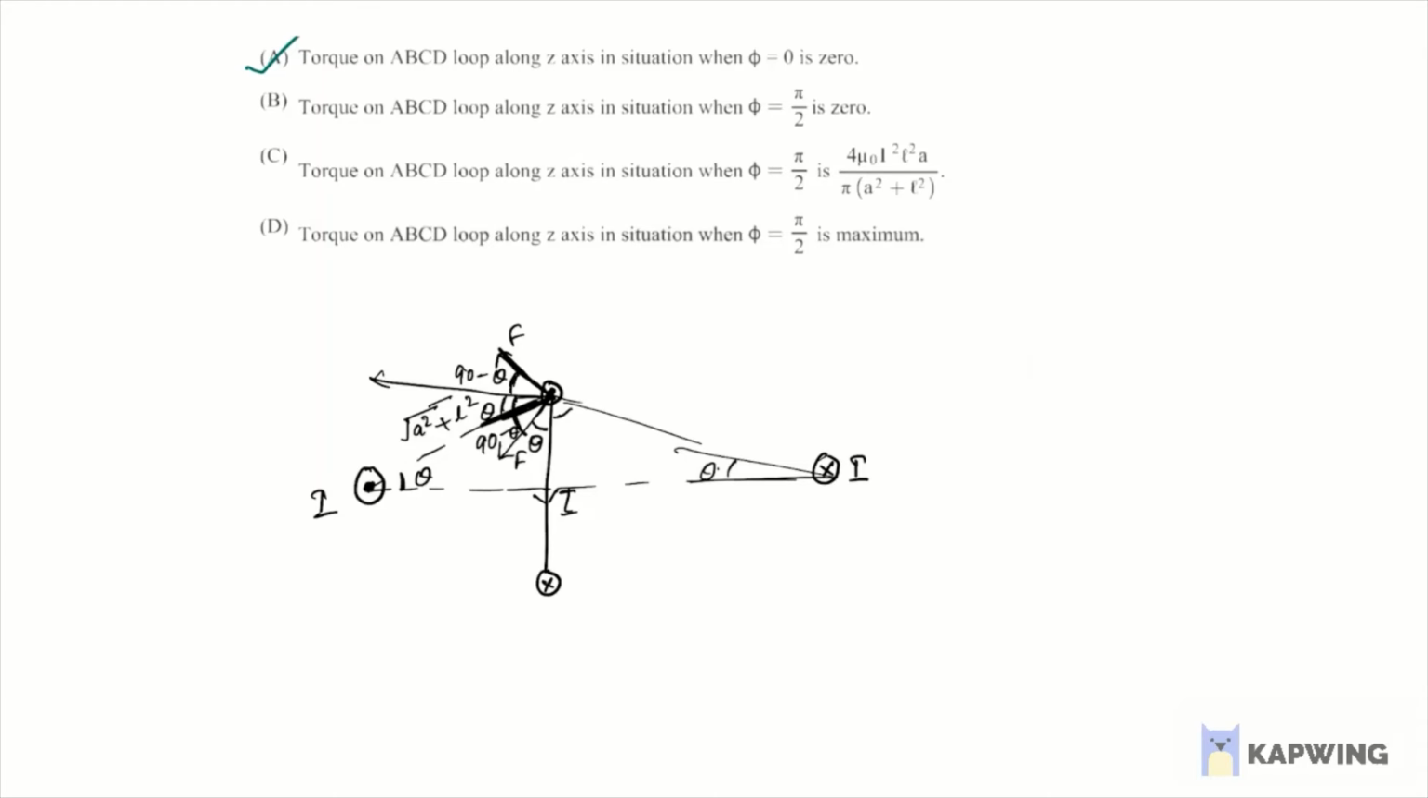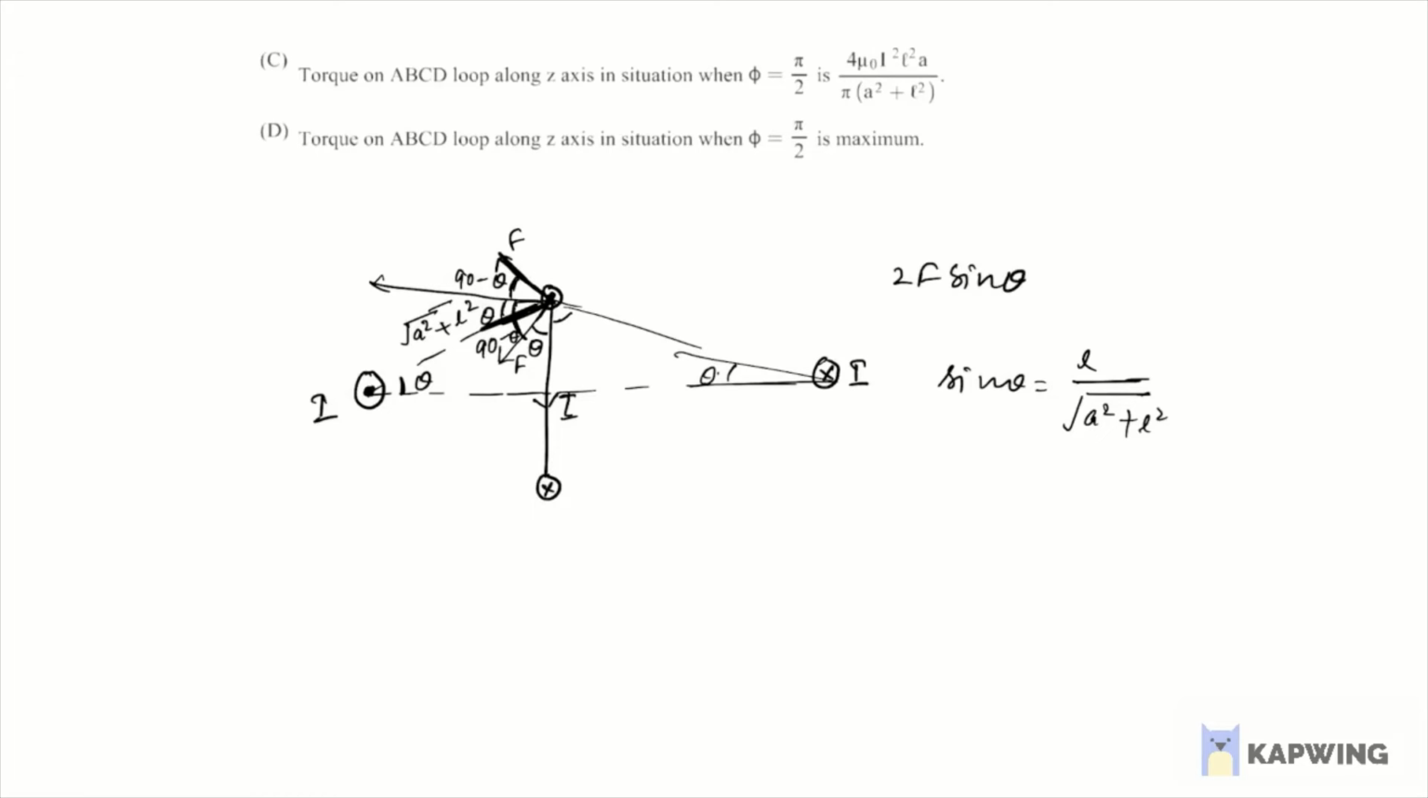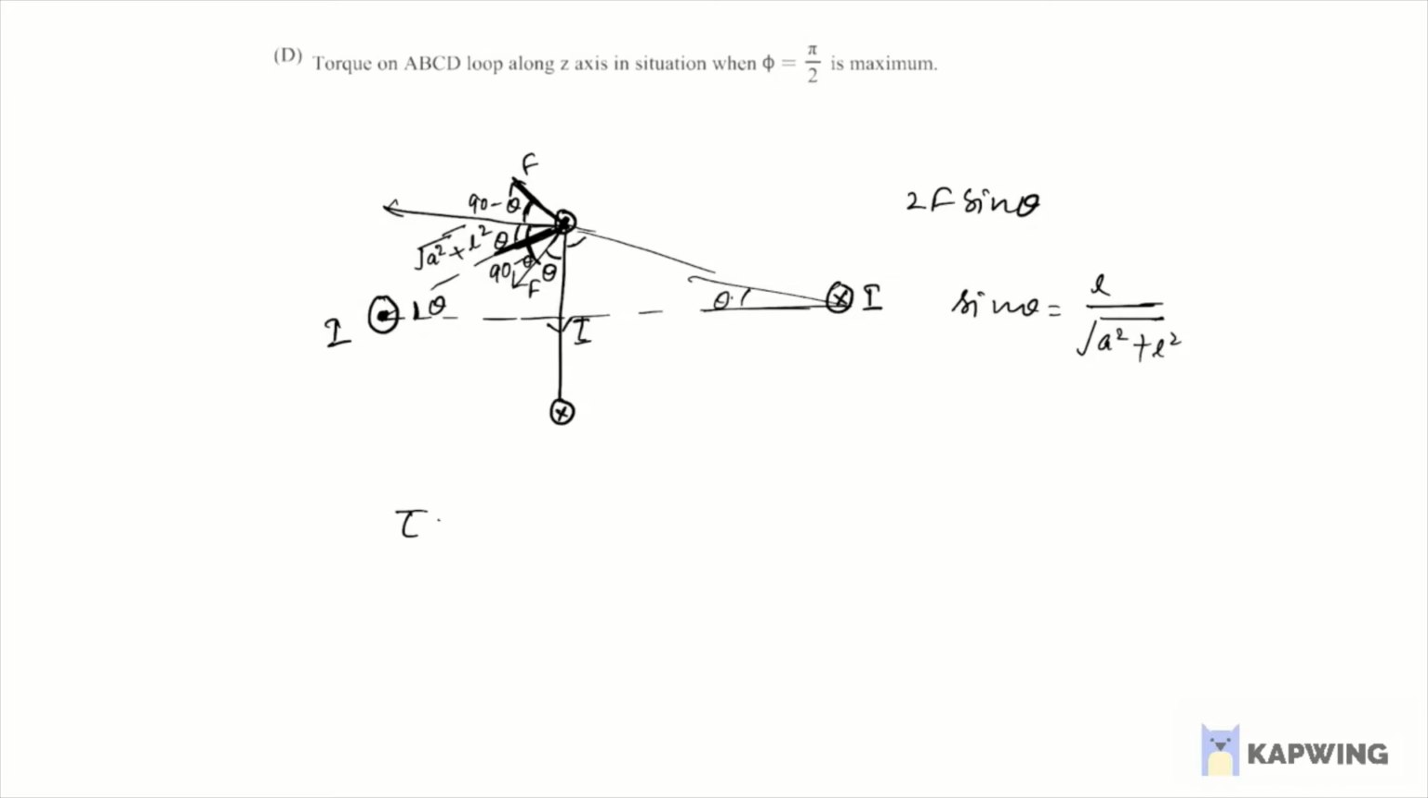So the net force towards the left becomes twice F sine theta, and sine theta can be written as this distance L divided by the hypotenuse, root over a square plus L square. The torque of this force is 2F sine theta multiplied by the length L, the perpendicular distance of the force. On the two other sides the torque is 0, because the net torque there about the z-axis is 0. So this is the torque due to one wire, and due to the second wire this is the torque. Two wires, two sides, so the net torque can be written as 4.